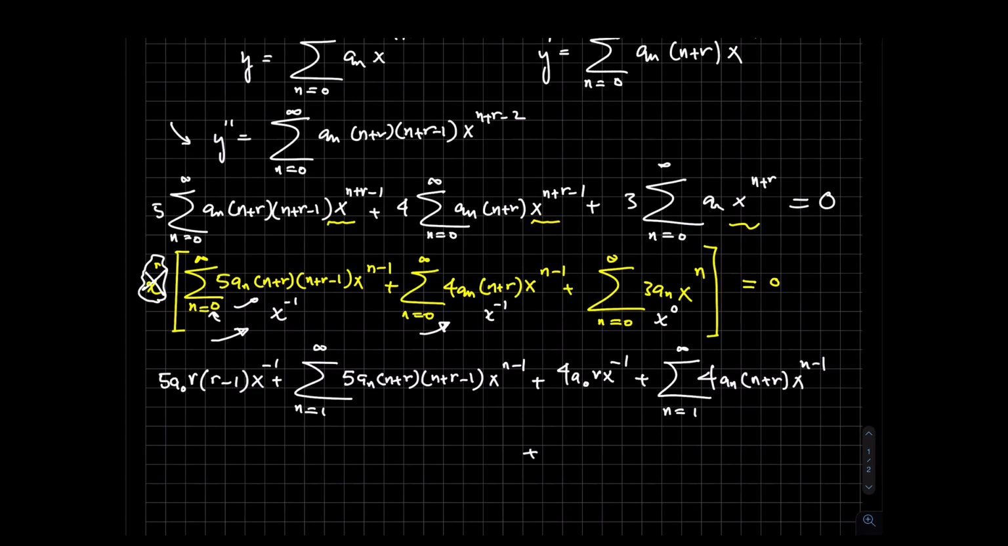Plus, then the third one does not need to be touched, so I could actually write that plus a little closer. So I could just write plus the power series of 3an x to the n as n goes from 0 to infinity, and all that is equal to 0.